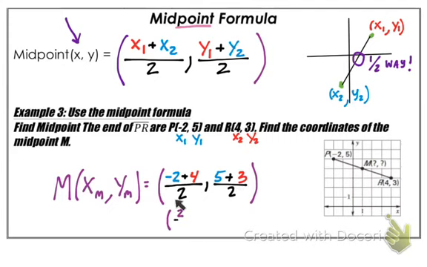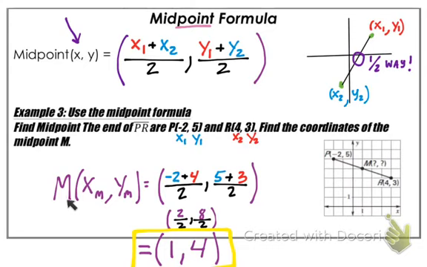So let's simplify further. We get 2 divided by 2, comma, 8 divided by 2. And then finally simplify further. We have 2 divided by 2 is 1, 8 divided by 2 is 4, and that's our midpoint. So our x sub M, the x coordinate of our midpoint, is 1, and the y coordinate of our midpoint is 4.